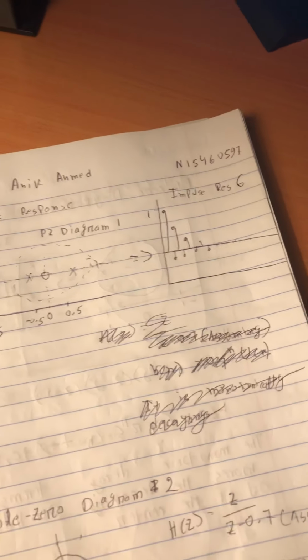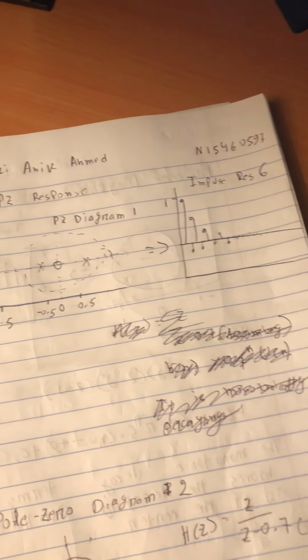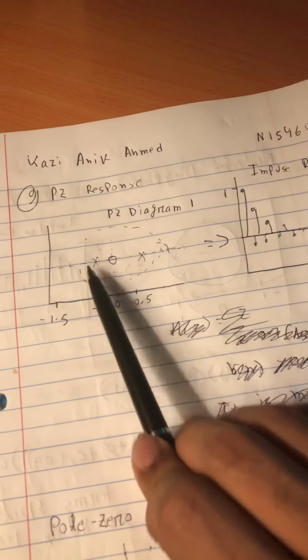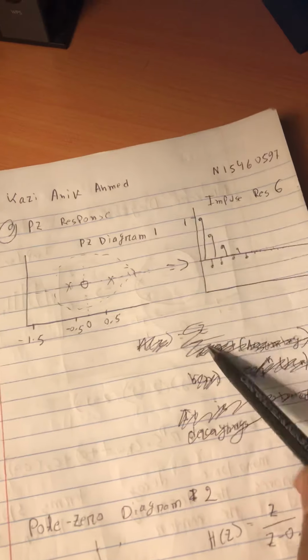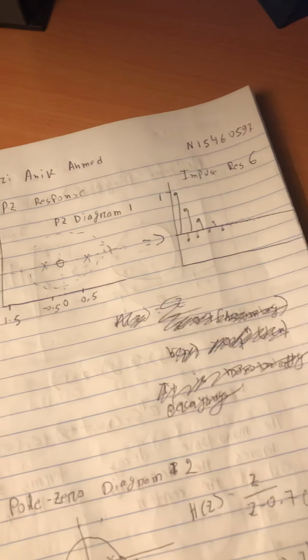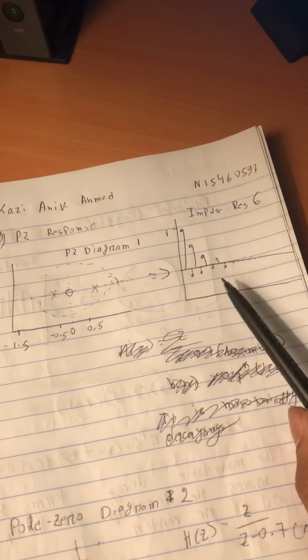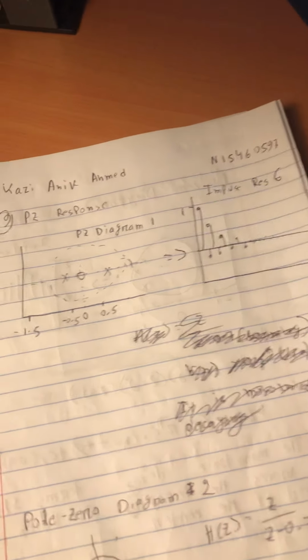So the first diagram, number 1, we have two poles. They're on the axis, and they're on each side, one on the negative side, one on the positive side. So it's going to decay, but the impulse response is going to have oscillation on each side, be it positive and negative, which is why it corresponds to impulse response 6. We can say that for sure.